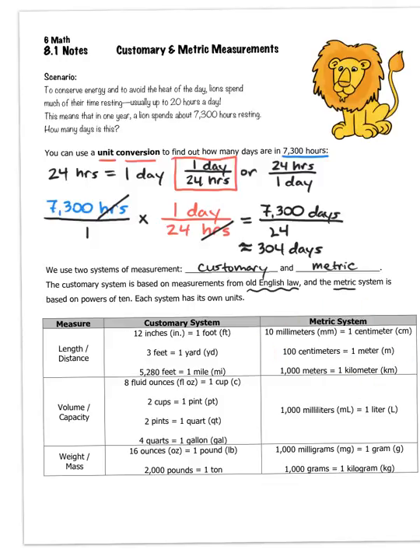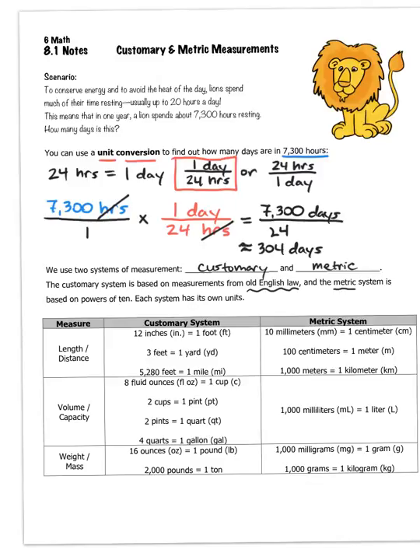For volume, for the customary system, you should know that 8 fluid ounces is equal to 1 cup, 2 cups is equal to 1 pint, 2 pints is equal to 1 quart, and 4 quarts is equal to 1 gallon. Okay, you'll use volume a lot if you're ever cooking. You might have to be able to convert from cups to pints to quarts. And then for the metric system, the prefixes are the same, which is nice. You should know that there are 1,000 milliliters in 1 liter, 100 centiliters in 1 liter, etc.